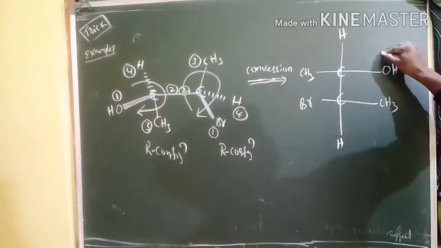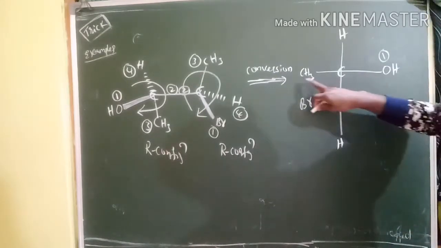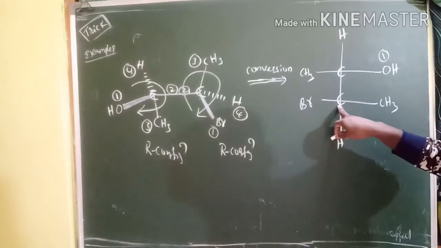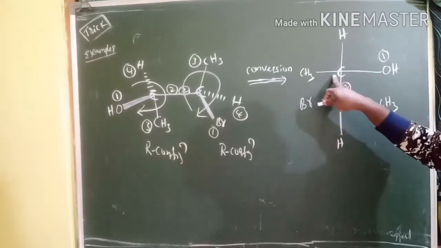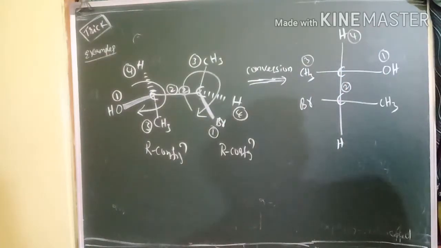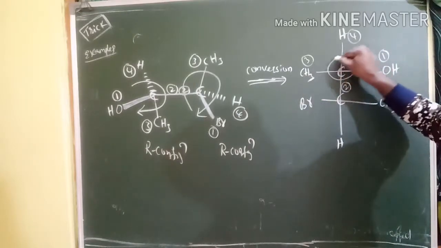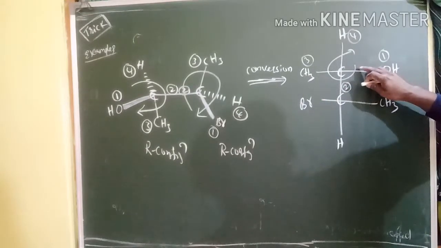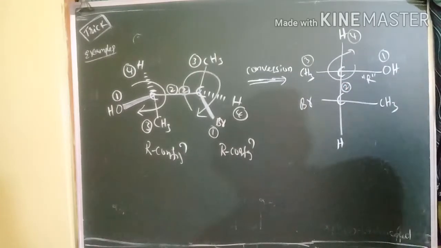Right, priority here oxygen. So here carbon same. Go for the next second highest one, bromine. That's why this is the second priority for this one. Next third priority, least priority here. Right, direction 1 to 2 to 3. So this is the direction for this one. It is clockwise direction. That's why this is R configuration for this one.